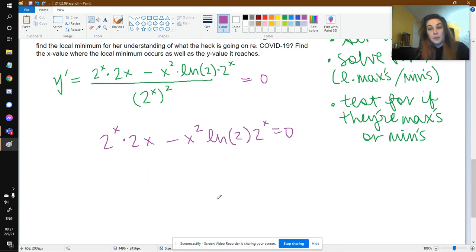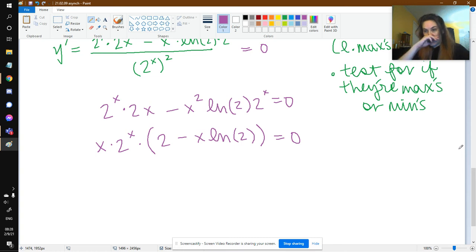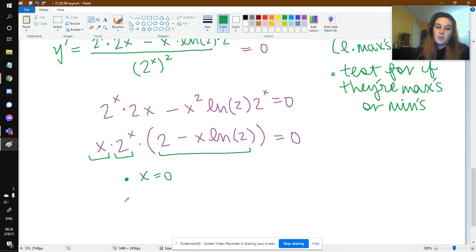I'm going to do some fun and fancy algebra. I'm going to factor out an x from both sides and factor out a 2 to the power x from both sides. We're going to get 2 minus x natural log of 2. So I got an x over here, I got a 2x, and we're good, right? And now, because I've got three factors equal to 0, I can set each one equal to 0 to see what x is. So I can set this equal to 0, I can set this equal to 0, and I can set this equal to 0. X equals 0, pretty easy.